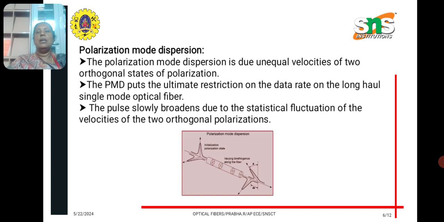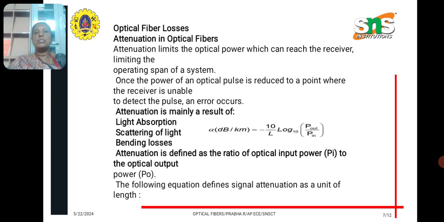And next is polarization mode dispersion, and this is due to unequal velocities of two orthogonal states of polarization. This mode of dispersion puts the ultimate restriction on the data rate on long haul single mode optical fiber. The pulse slowly broadens due to the statistical fluctuation of the velocities of the two orthogonal polarizations.